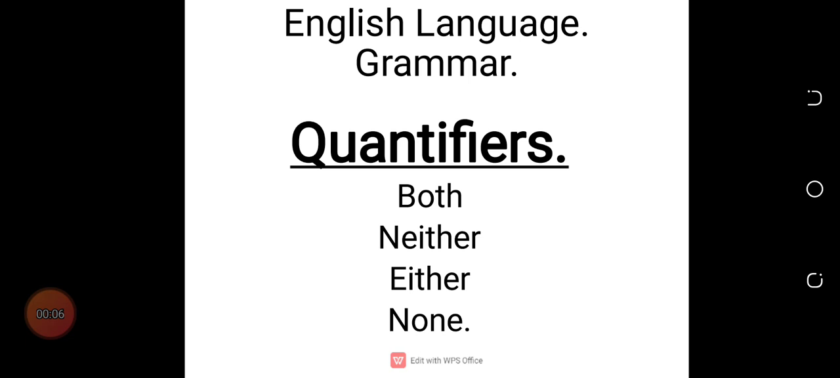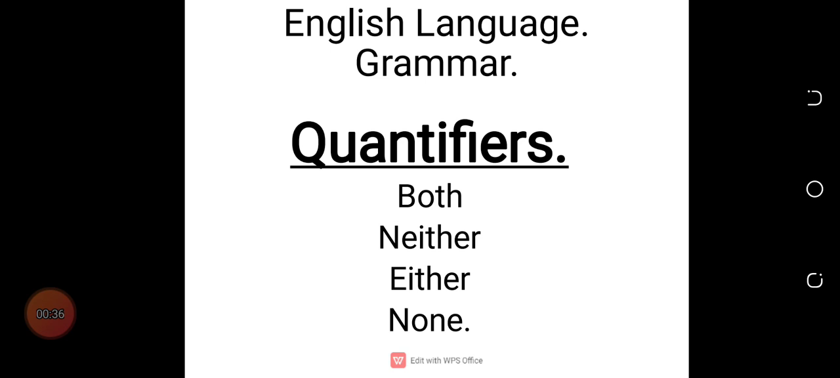I'm going to take you through grammar and we are going to look at quantifiers. Let's say it together, quantifiers. By the end of the lesson, the learner is expected to use these quantifiers correctly in sentences.